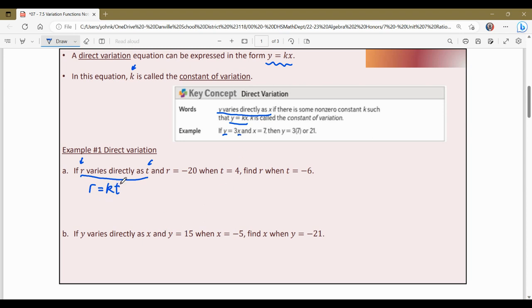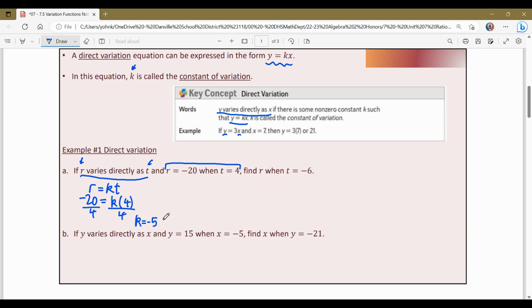Now to figure out how the numbers are related, we're going to use this first bit here, r equals negative 20 when t equals 4. So we're going to substitute in negative 20 for r, and we're going to substitute in 4 for t. And then we're going to figure out what k is by dividing by 4. So this is going to tell us that k equals negative 5.